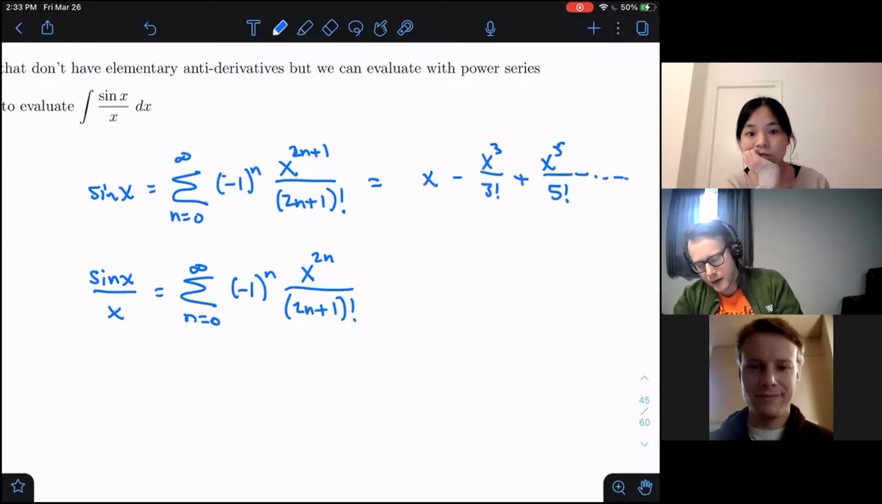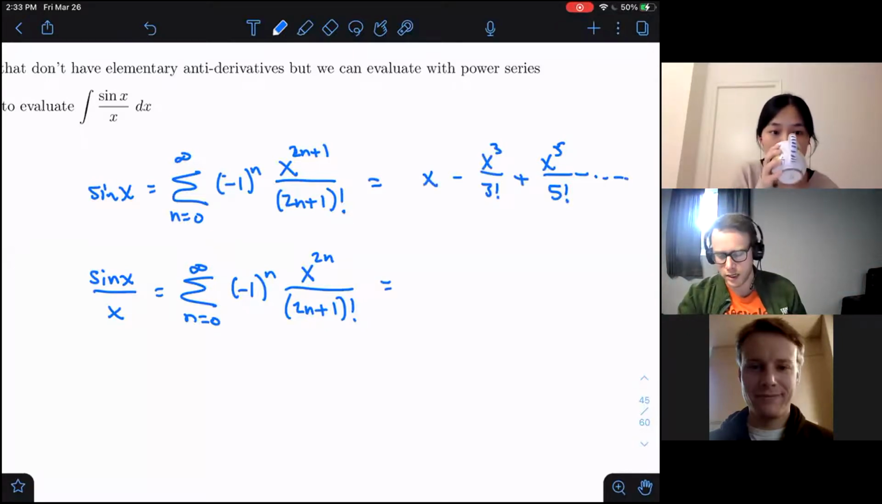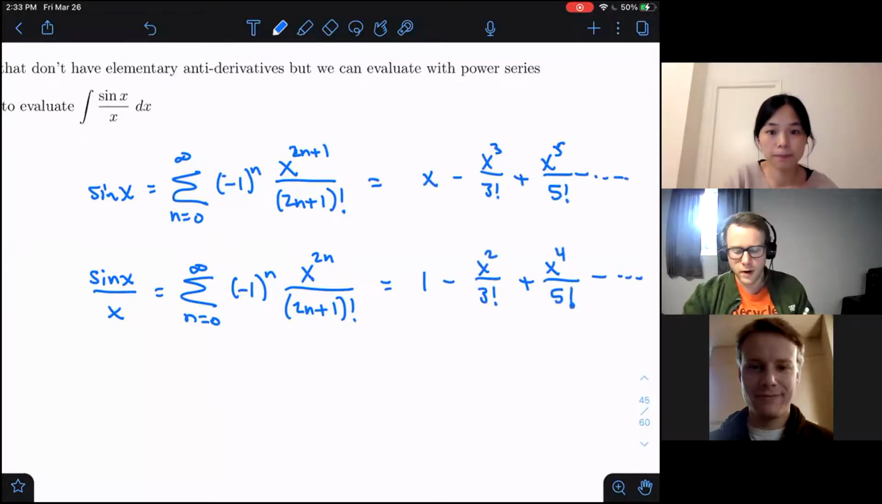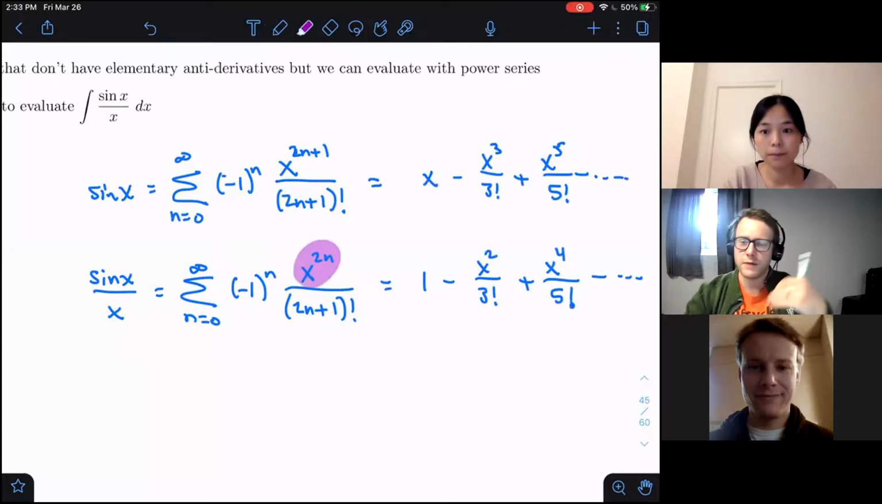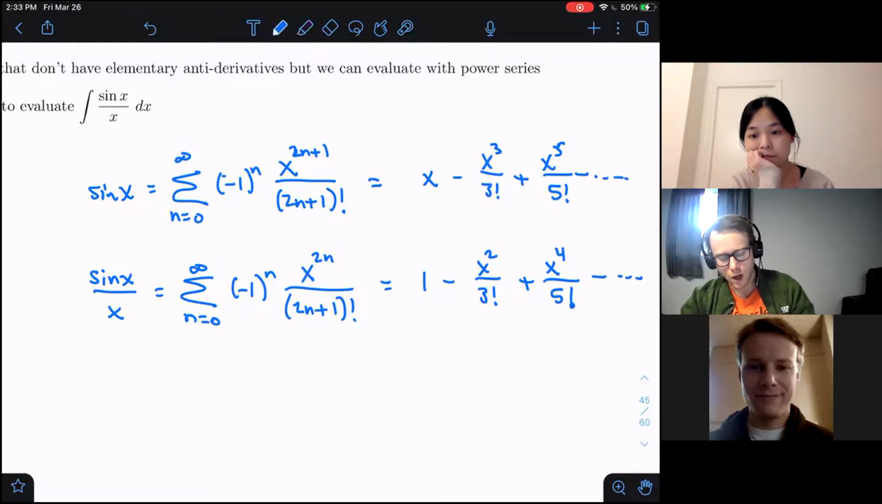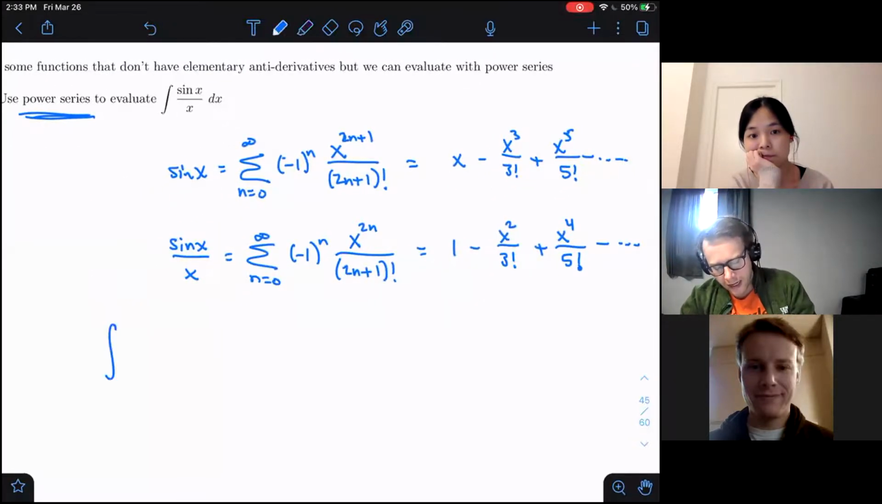If we divide through by x across the board, we're going to have 1 minus x squared divided by 3 factorial plus x to the 4th divided by 5 factorial minus so on and so forth. So you can see that there are just the even powers of x now. Everything else stays intact, but you just have the even powers of x. Okay, now we're ready to integrate this thing.